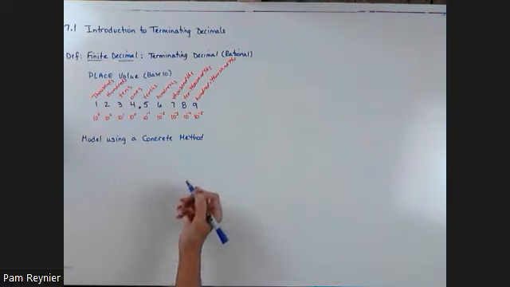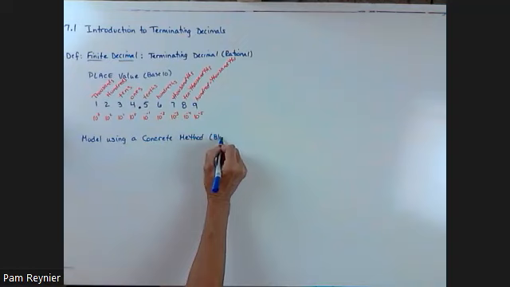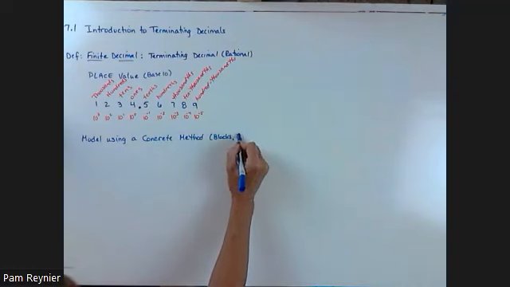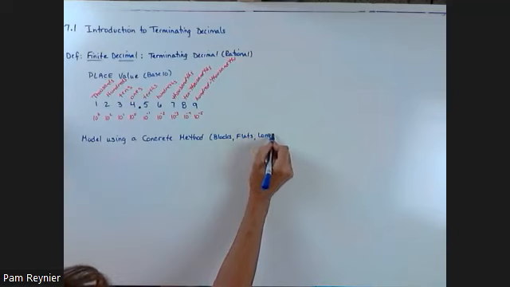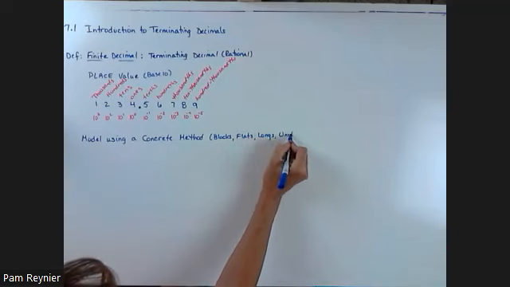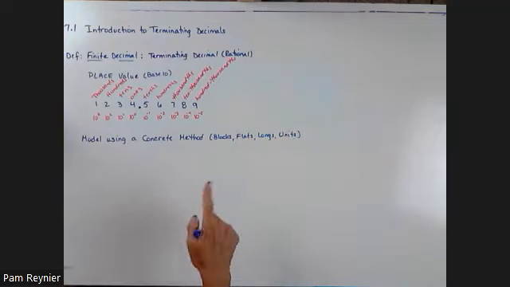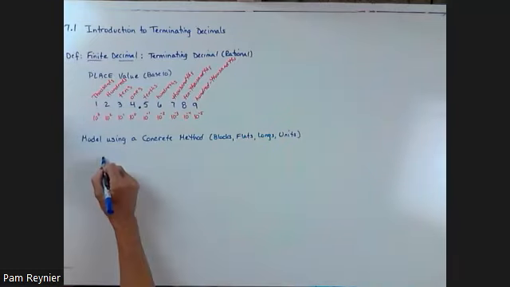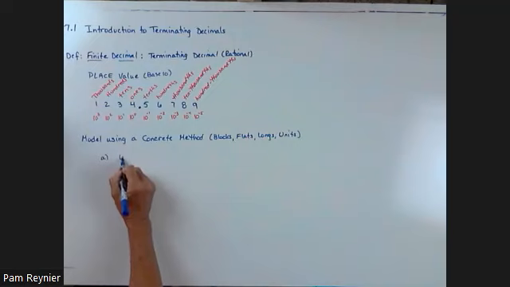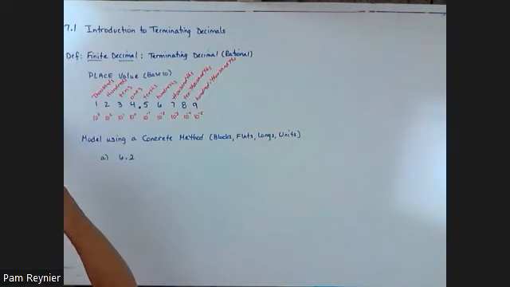Okay, so I'm going to look at blocks, flats, longs or rods, and units. And we're going to redefine what each of these represents. So for example, let's say I give you the decimal 6.2, or properly read 6 and 2/10.